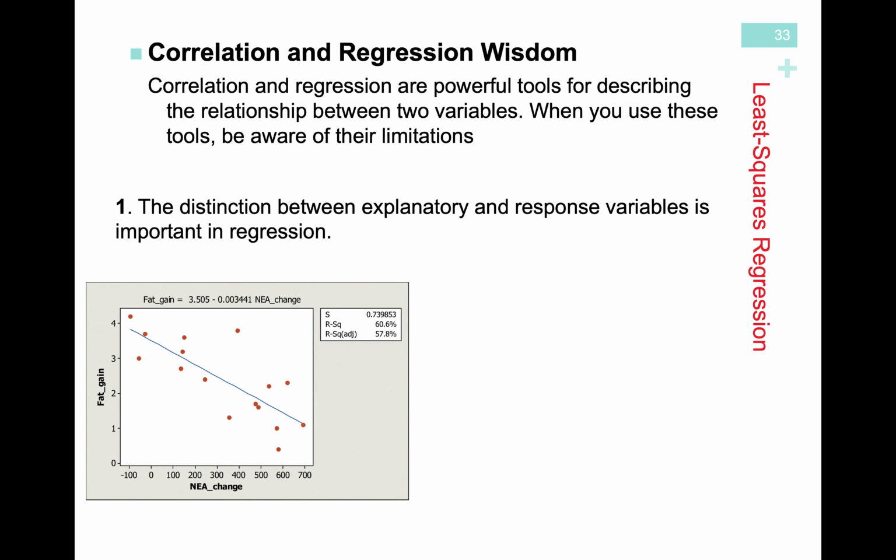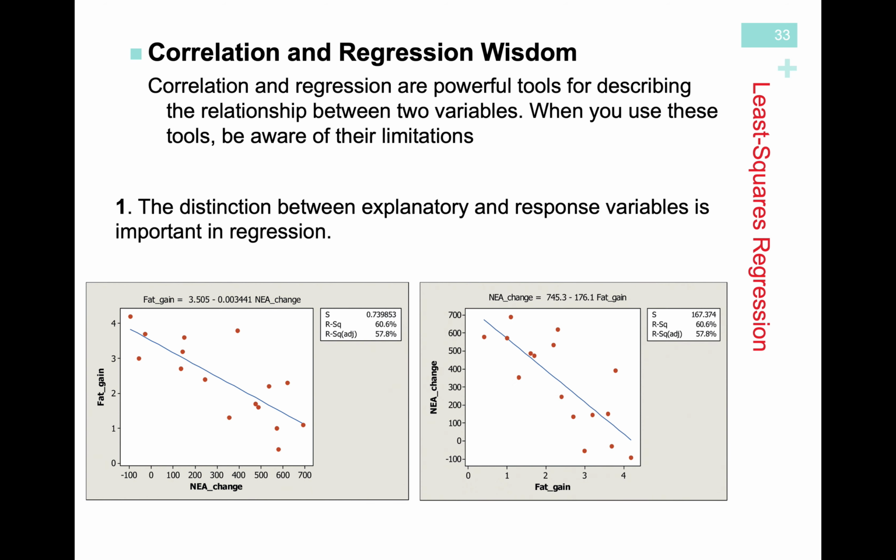The distinction between explanatory and response variables is important in regression. We've got to make sure we correctly choose which one's the x value, the explanatory, and which one's the y value, the response variable. That does matter. So you can see the differences we have there. The r-squareds are the same. It actually doesn't affect r squared at all. It's 60.6% in both.